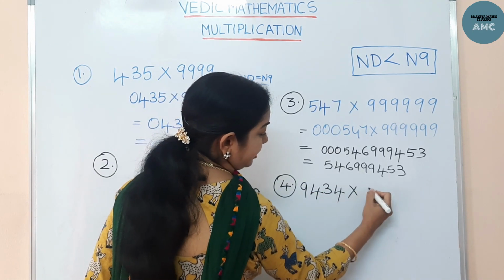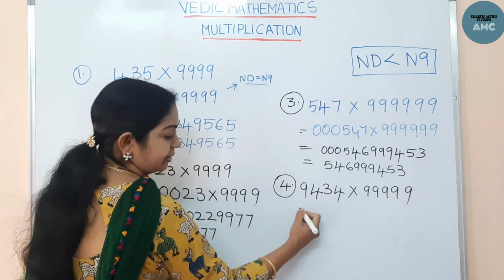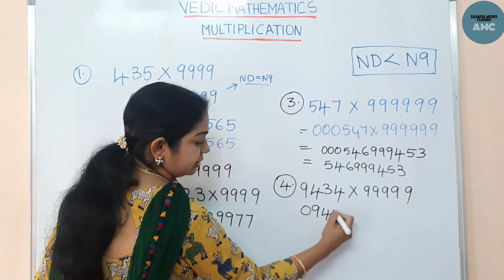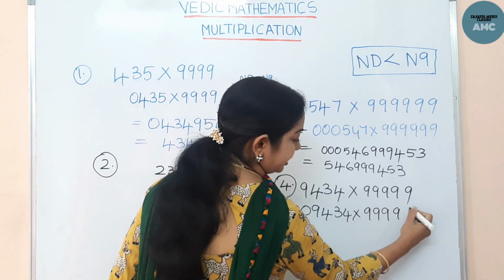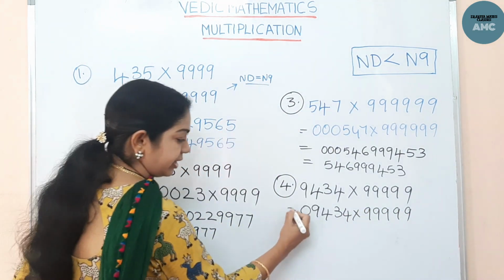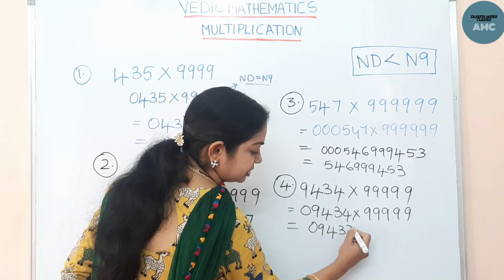Now, multiplied by a 5-digit number. That means I have to take a 1 0 here to make it equal to the number of 9s. So 5 digits. Now, let's start. Now 0, 9, 4, 3, 3 only.